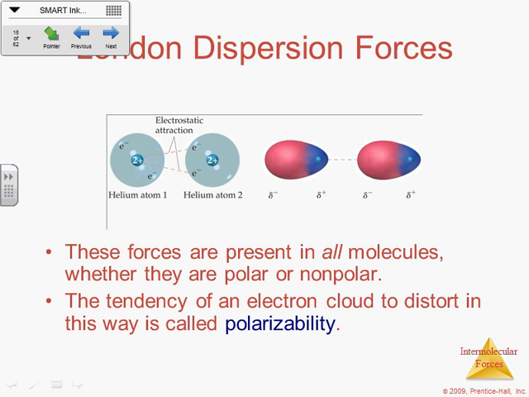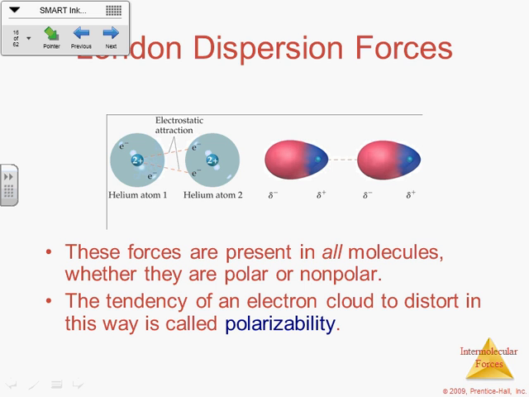And the tendency of an electron cloud to distort like this is called polarizability. You might guess that it's easier for something that's bigger to polarize in this way because its valence electrons are a little bit more free to move around. So you can have that instantaneous dipole a little bit easier when the nucleus is not pulling quite so hard on the electrons and when the electrons are a little bit further away from one another.